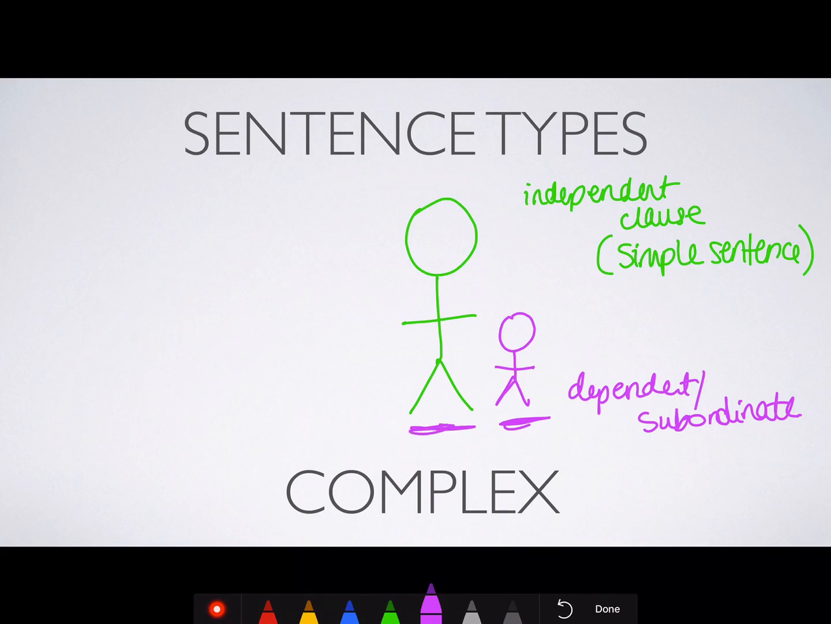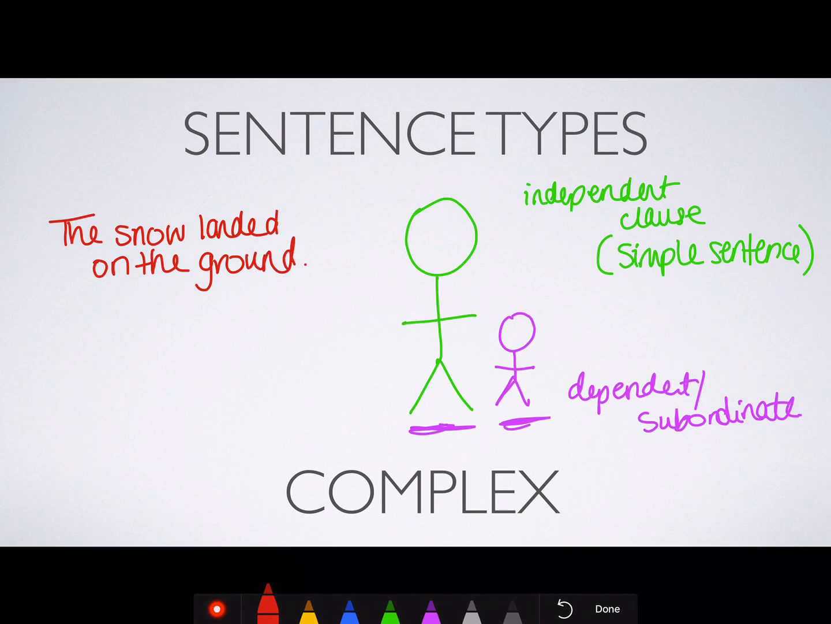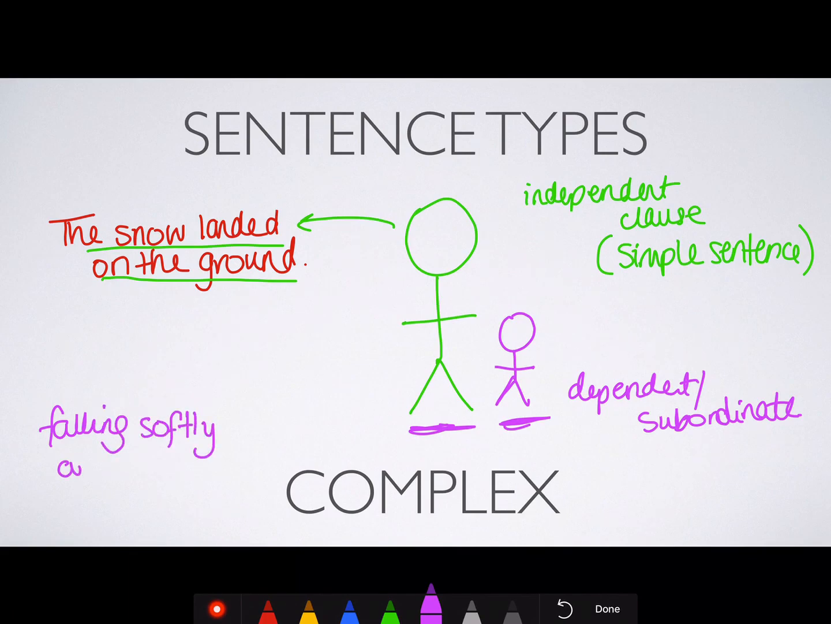Now, the great thing about a complex sentence is the variety that you can get. So yes, at the moment I have my independent clause followed by my dependent clause. So let's create a little sentence on the side so we can understand how this works a little bit better. So this is my independent clause, or my simple sentence here. That's this guy. I'm now going to create this dependent or subordinate clause. This does not make sense by itself. So I'm going to have falling softly and gently.